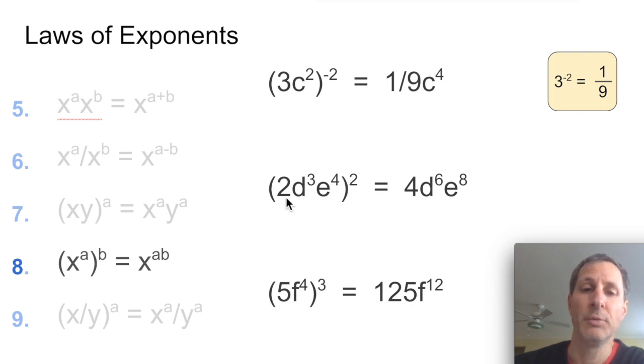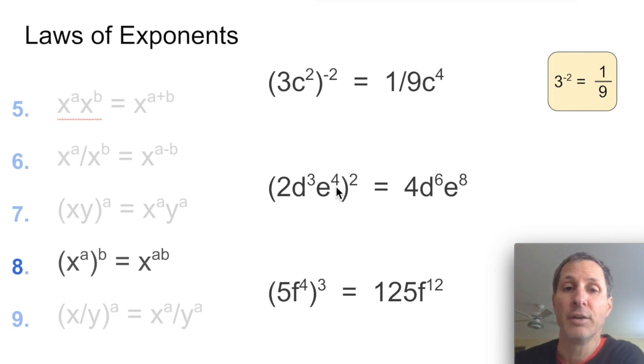In the second example, we have a 2, a d cubed, and an e to the 4th. And we're raising all of that to the second power. So we're basically going to apply this square to the 2, which gives us 4, and then to the d cubed, we're multiplying those exponents. The 2 times the 3 gives us d to the 6th. And then e to the 8th power, because 4 times 2 is 8. So in raising a variable to another power, we multiply the exponents.